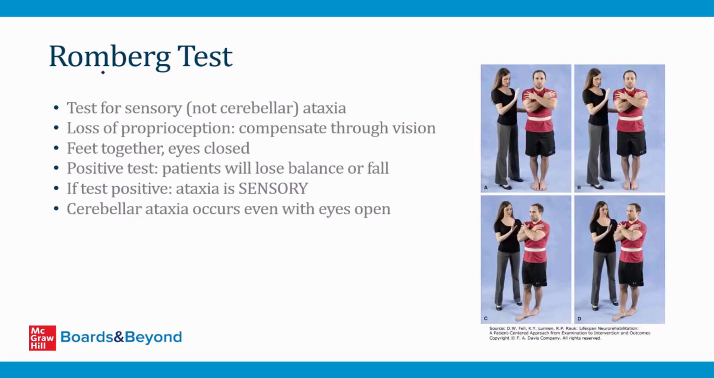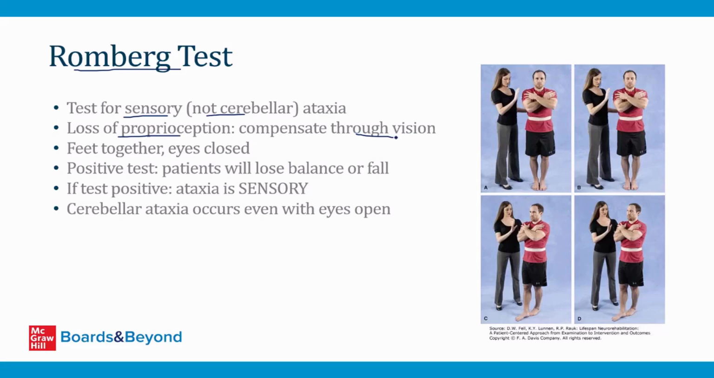There's a test that I talk about in a number of videos called the Romberg test that can be done to assess patients with ataxia. But you should be aware that this is a test for sensory, not cerebellar ataxia. Let me explain what I mean by this. So the Romberg test evaluates patients for a loss of proprioception. When patients can't feel where their limbs and their body is in space, they compensate through vision.